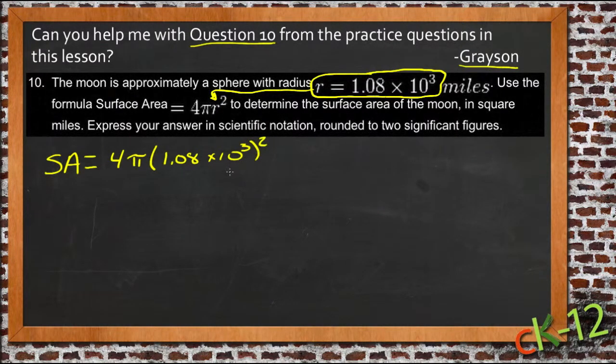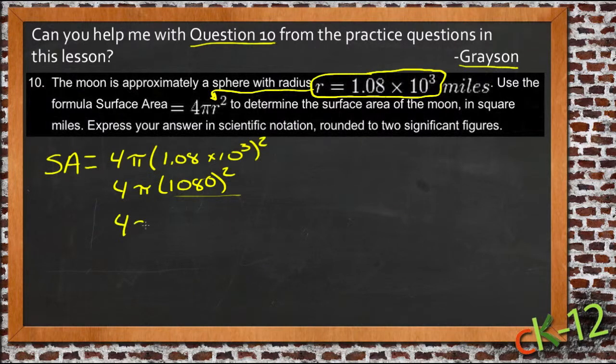Now 1.08 times 10 to the third, often I will do this kind of calculation leaving it in scientific notation, but this isn't a very big number. So let's go ahead and convert this just back to a regular number. So move that decimal over 1, 2, 3 places, and we'll get 1080. So this is the same as 4 pi times 1080 squared. Now 1080 squared is 11,640.